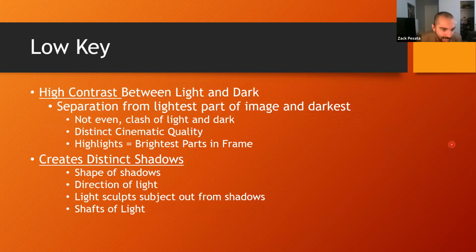Okay, so now let's talk about low-key. Low-key lighting setups offer a high tonal contrast between light and dark, a high tonal contrast between shadow and highlights. It's a separation from the lightest part of the image and the darkest. So again, a high tonal contrast, a large dramatic separation of shadow to highlights. The lighting is not even.